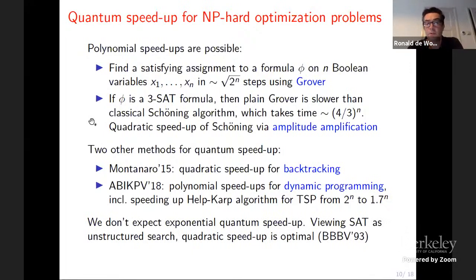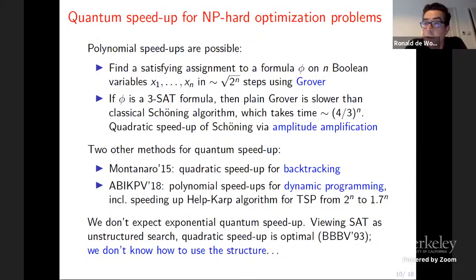And these polynomial speedups, that's probably as good as it gets. We don't expect superpolynomial or even exponential speedups. And the reason is, if you view satisfiability just as an unstructured search problem, then this Grover speedup is optimal. This was shown by Bennett, Bernstein, Brassard, and Vazirani a long time ago. And then, of course, you could tell me, well, this is not an unstructured search problem. If I give you a Boolean formula, there's structure to the set of satisfying assignments. So use that structure. I would be happy to do so, but I have no clue how to do it. And neither do we know how to do it.